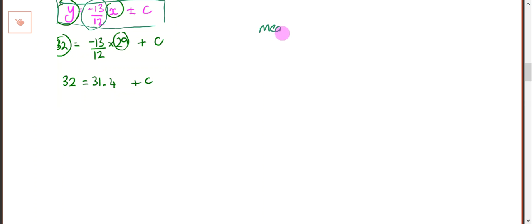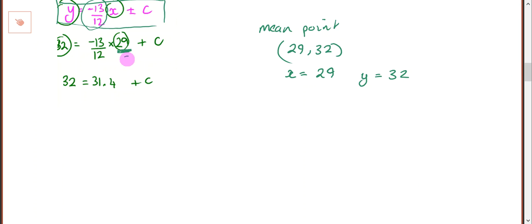Yep, so the mean point, okay, is at 29.32, although we have changed that, but I'm not going to do it at this point. That means that the x value is 29 and the y value is 32. So I've replaced the x with the 29 and the y with the 32. Are you all with me at this stage? Do you need to write anything down at this stage, or have you got all this already? Got it. Okay. We then, where does the 31.4 come from?